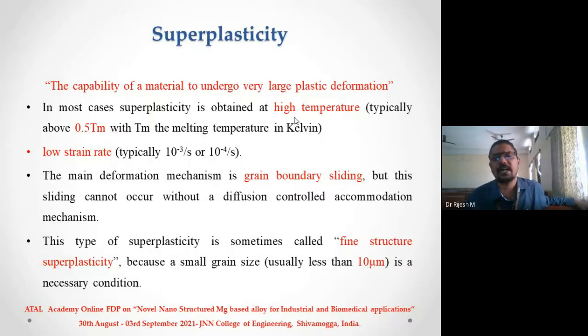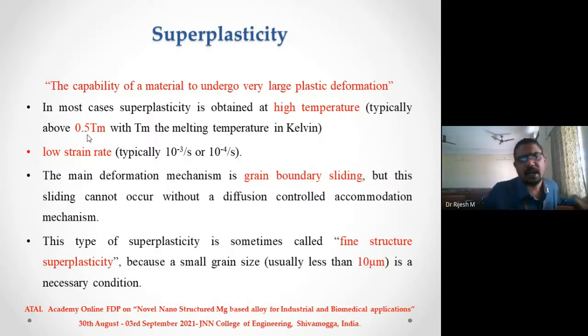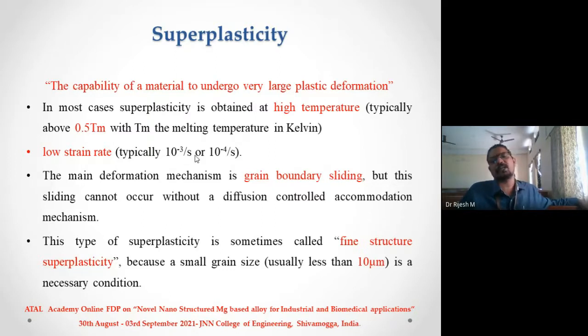Superplasticity is a high temperature process, happening above 0.5 Tm, where Tm is the melting point in Kelvin. High temperature superplasticity is not a high strain rate forming process. It's a low strain rate process, where the strain rate is typically 10 to the -3 to -4 per second. If we are talking about deformation, it's basically like creep, where you have grain boundary sliding. But the sliding cannot occur without a diffusion controlled accommodation mechanism.